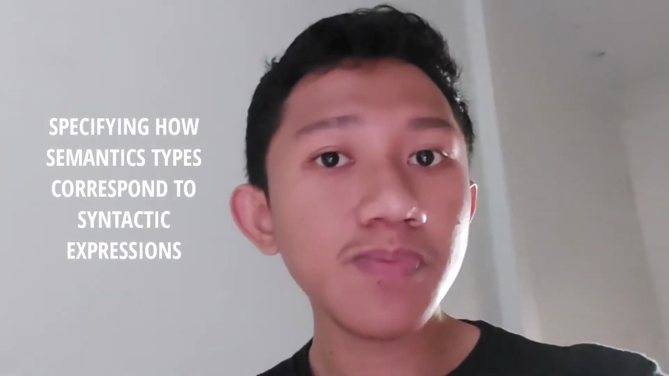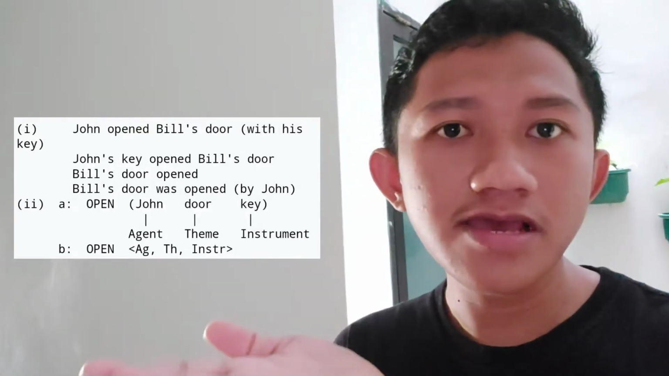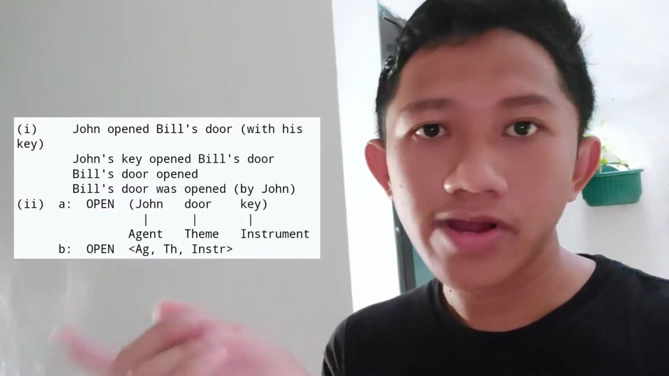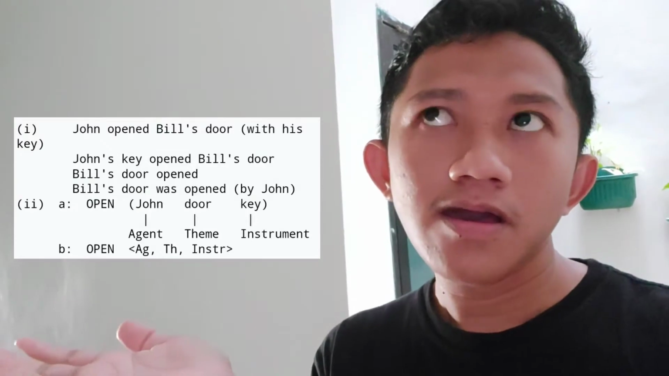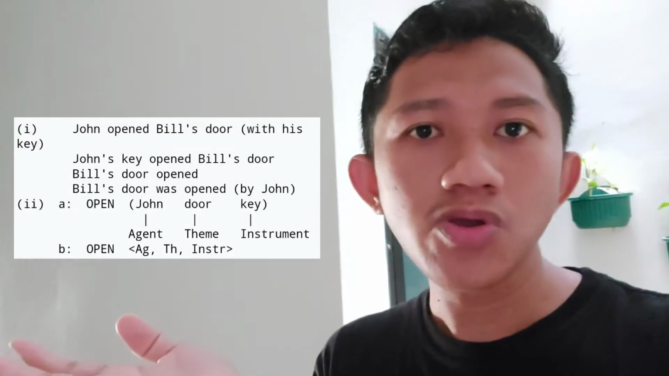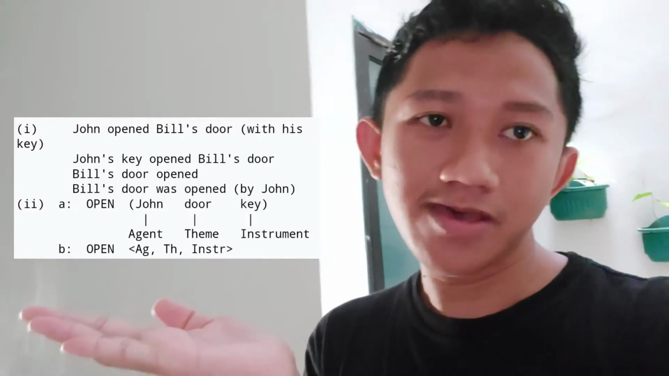General lexicon theory handles such examples by the use of semantic selection and canonical syntactic mapping rules, specifying how semantic types correspond to syntactic expressions. For example, we can see in here, the head open has an argument structure which induces obligatorily one argument position, theme, and optionally 2 more, agent and instrument. This argument structure explains what the sentences have in common. The argument structure of open is usually indicated as in A or B.